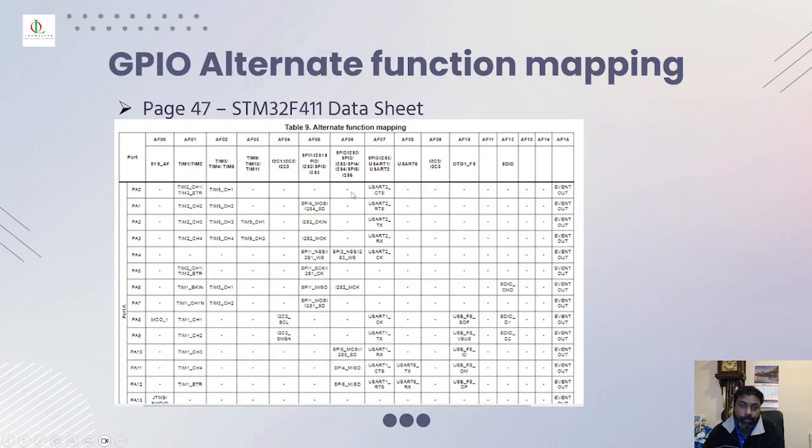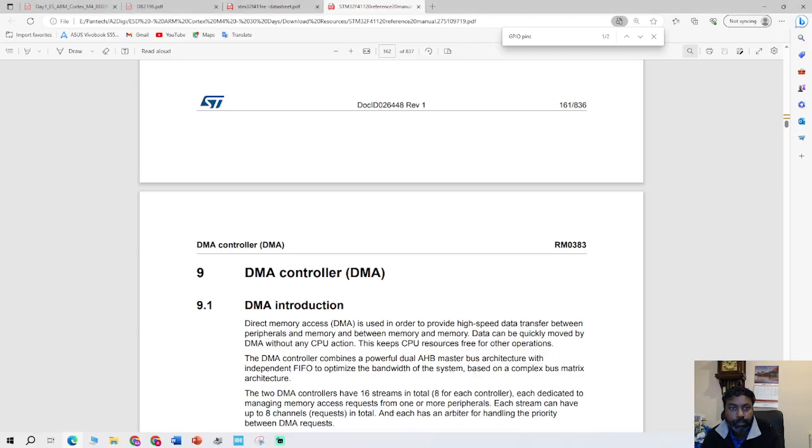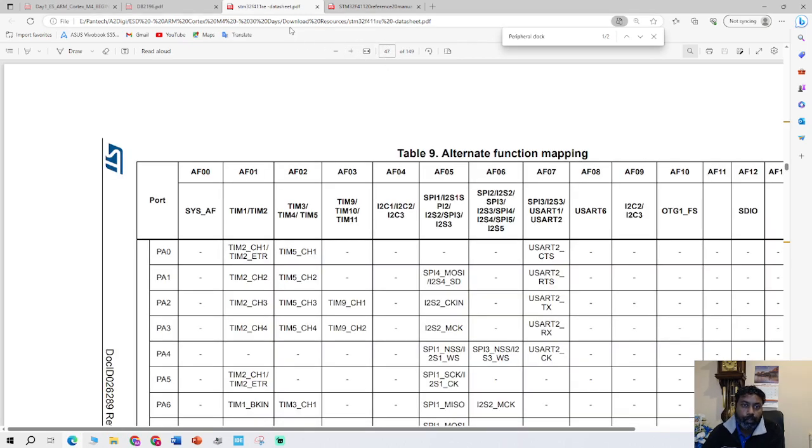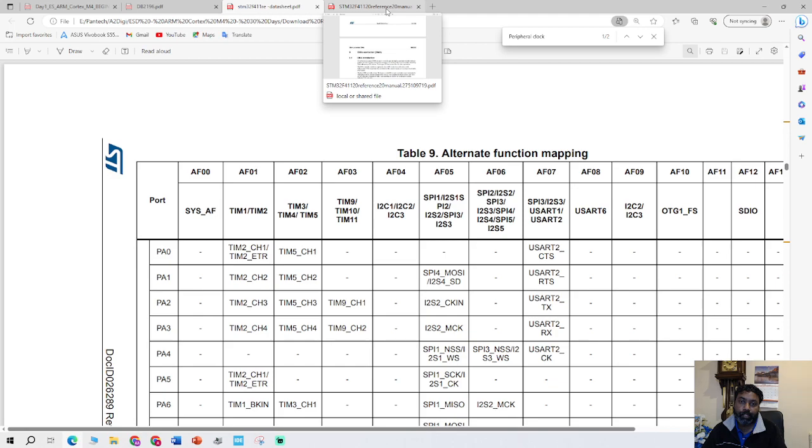And this is the alternate function mapping. If you go to the data sheet, I will show you where the alternate function is. So this is the data sheet, and going to page 47, I humbly ask you to download the STM32F411 datasheet and the STM32F411 reference manual, either from STM32, or I can post it in our Facebook group where you can download, and you need to read, because this is very important.